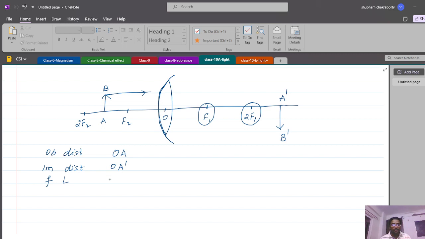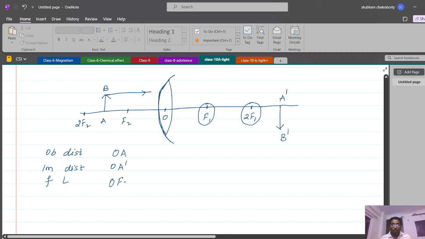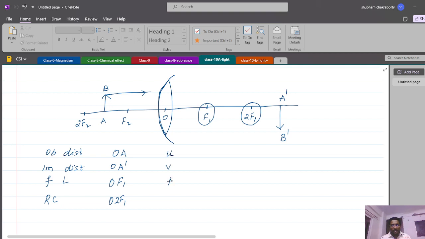So the focal length will become OF1 and the radius of curvature, although it's not called the radius of curvature, is still called O2f1. Let's name it U, V, F, R. So let's start putting the signs. Remember, now we have to move to the second rule. The second rule states all measurements done in the direction of incident ray are positive.